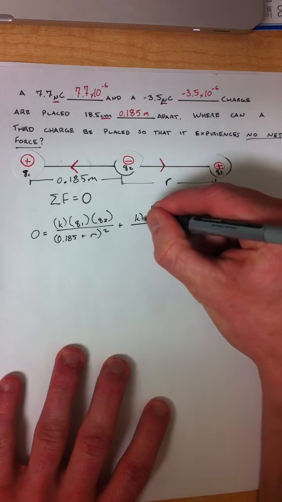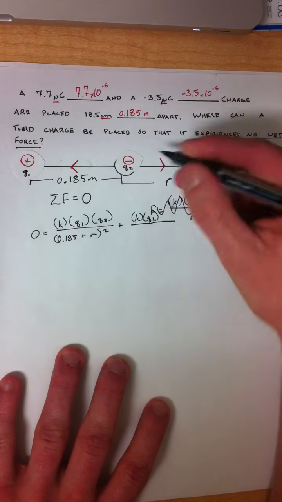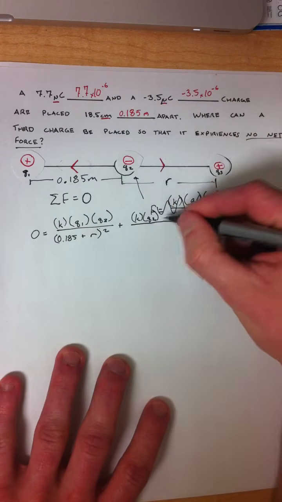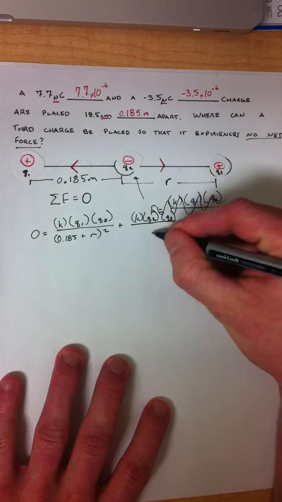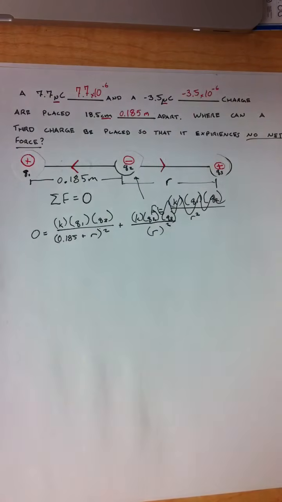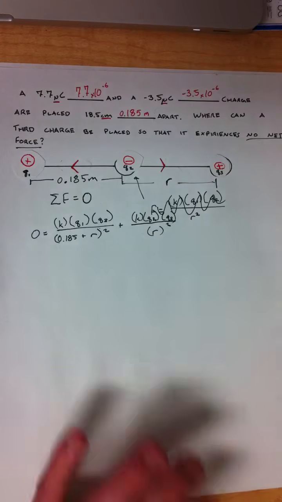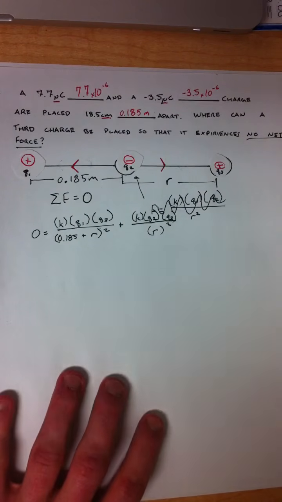Which is K, again, times Q2 this time, because we're focusing on this force, times Q3. Now Q3 is going to be in both equations, because that's where the forces are being felt. So we're going to have to bring up that force in both equations, because those are the two that are balancing each other.